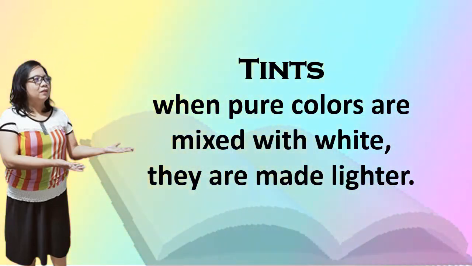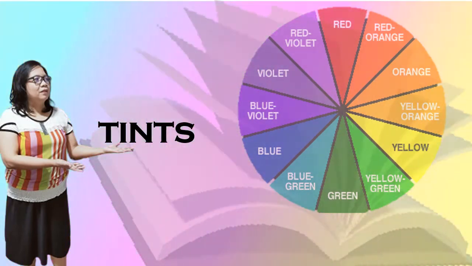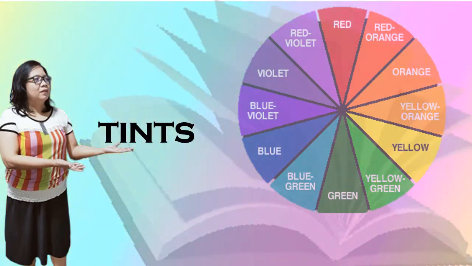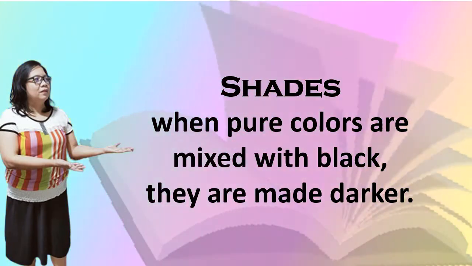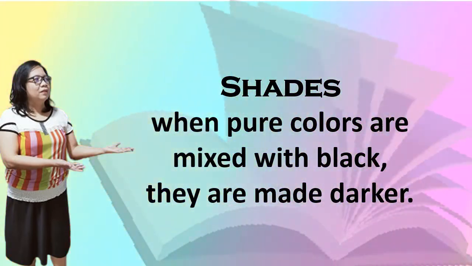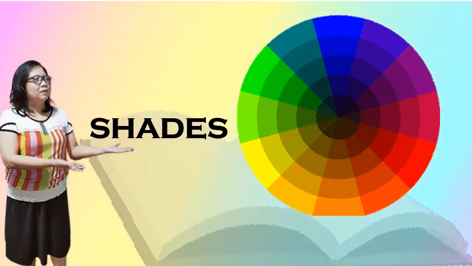Tints. When pure colors are mixed with white, they are made lighter. These are the tints. The addition of white made the colors lighter. Shades. When pure colors are mixed with black, they are made darker. These are the shades. The addition of black in the pure colors made them darker.